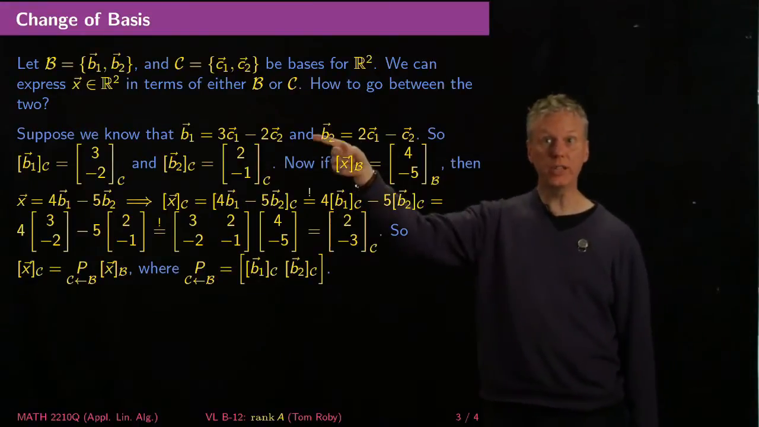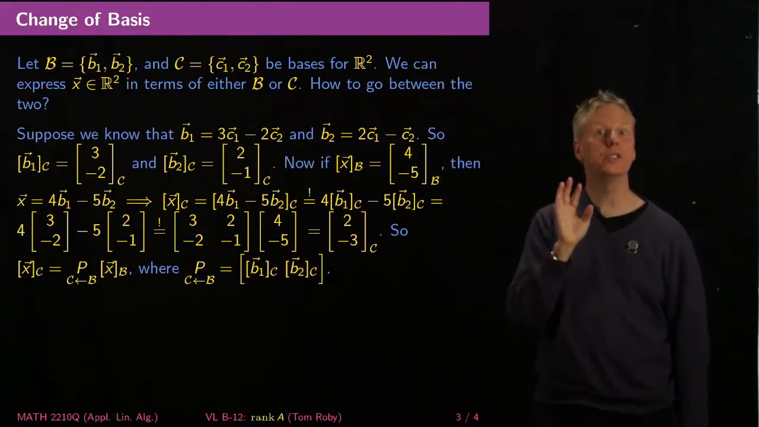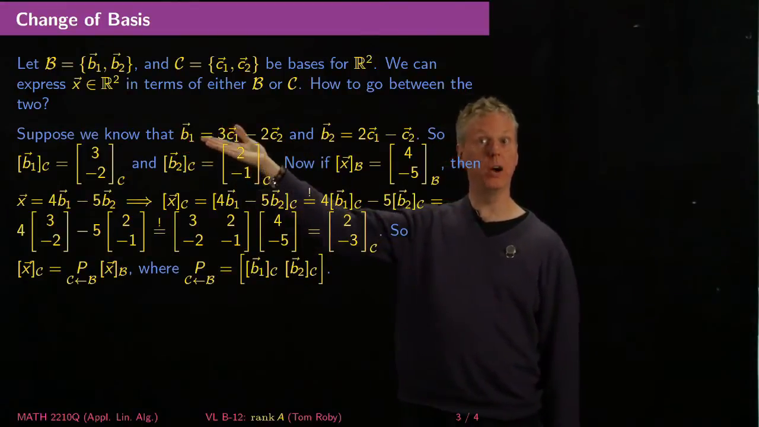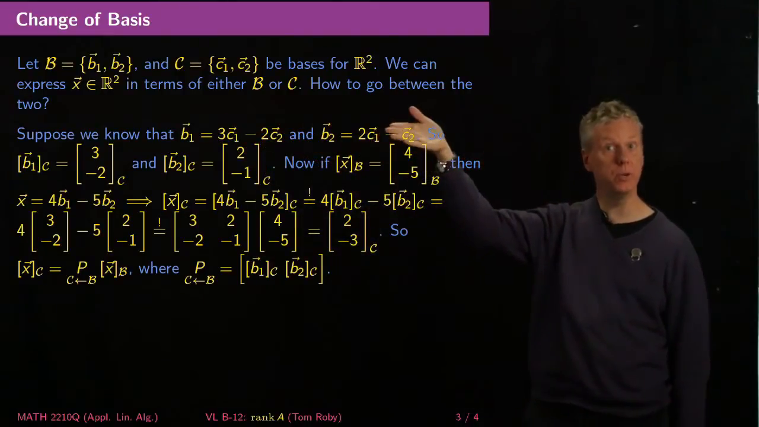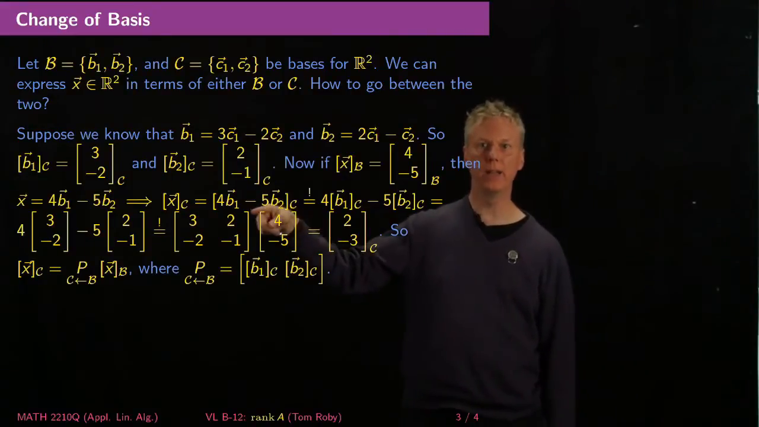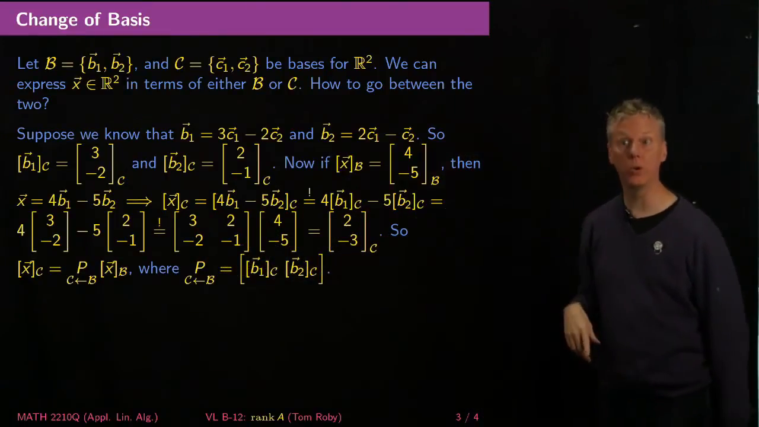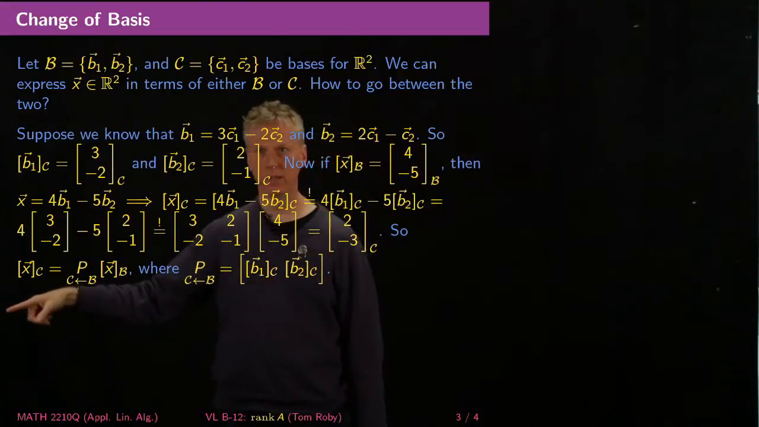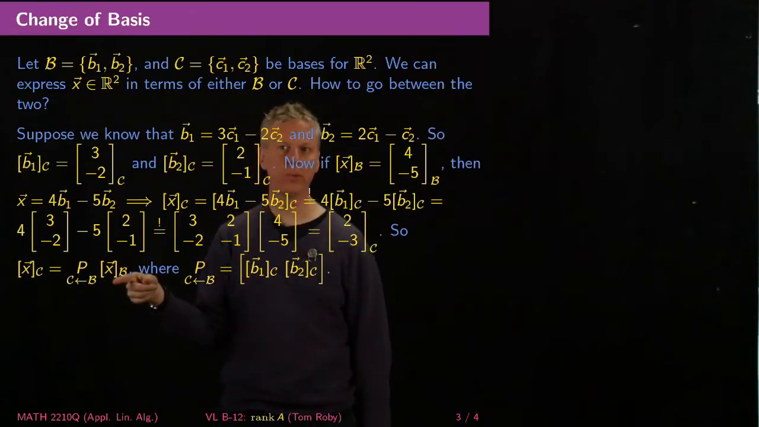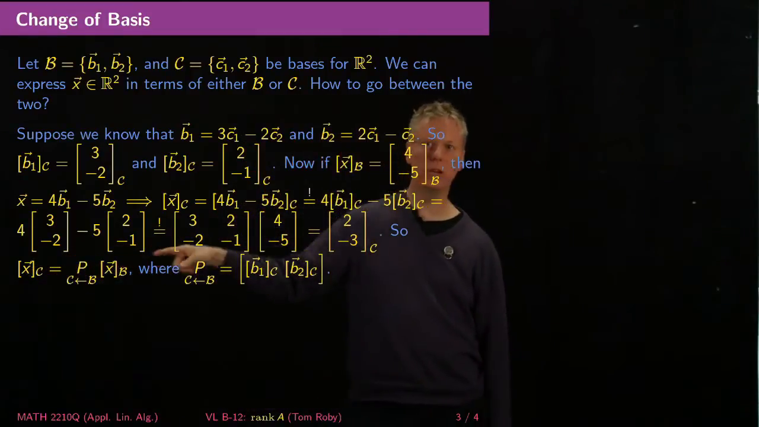One is that I didn't actually tell you what B1, B2, C1, and C2 were. I don't actually need to know exactly what they are. If I have any two bases which are related in this way, if B1 is 3C1 minus 2C2 and B2 is 2C1 minus C2, then I can always translate from one basis to the other by taking my vector in B coordinates, multiplying it by this change of basis matrix, and I'll get the output in C coordinates. So what I've said here in this fancy notation is that if I start with the vector x in B coordinates, and multiply it by this change of basis matrix, P, which goes from B to C, I get the thing in C coordinates.